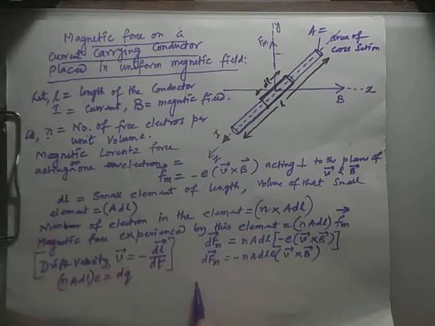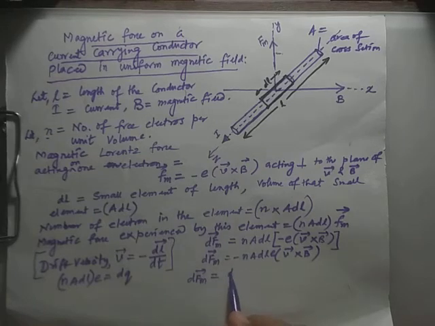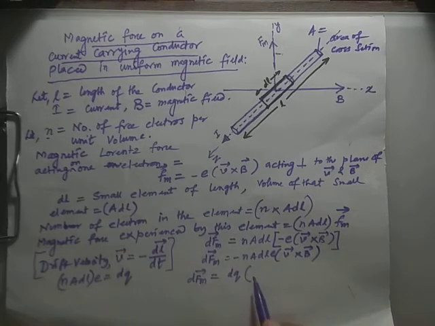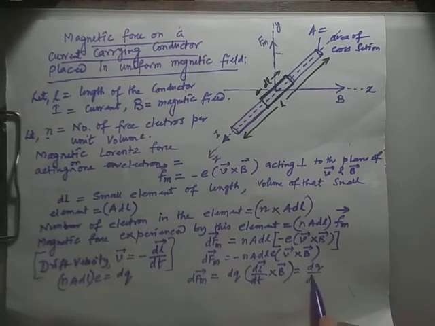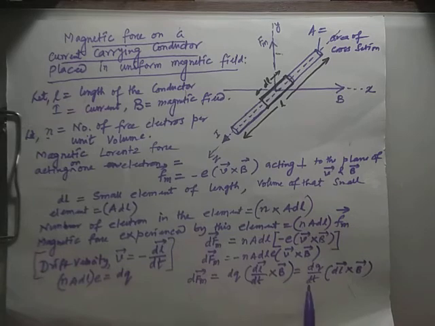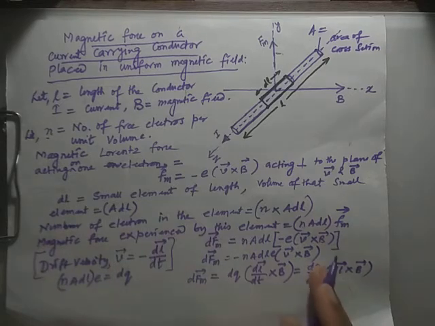Now I'll put all the values here. So you can get dFm vector is equal to dq, and then dl vector by dt cross B vector. So we'll get dq by dt, and then dl vector cross B vector. See, this dt has come here. So what is dq by dt? dq by dt is I, current.